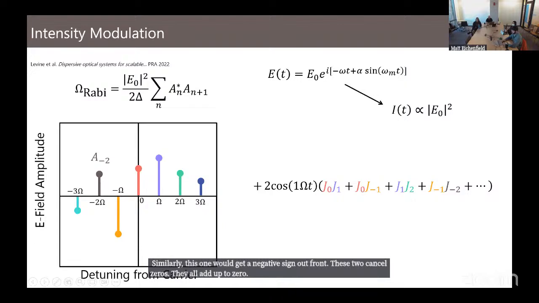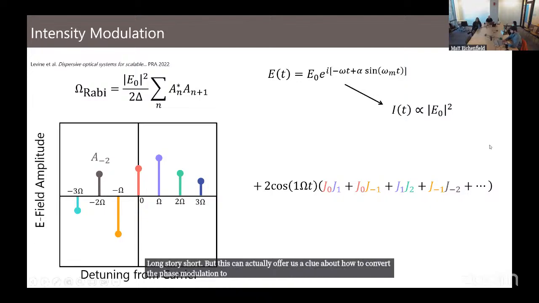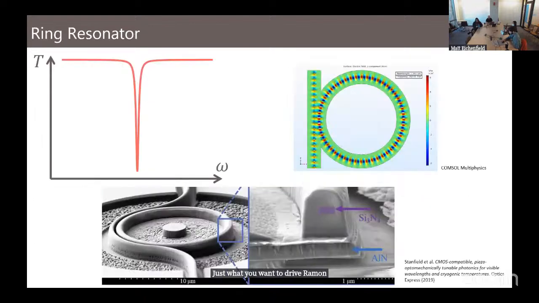Long story short. But this can actually offer us a clue about how to convert the phase modulation to intensity modulation. Because, for example, if this term here just was somehow plucked out and disappeared, then this term here would have nothing with which to cancel, and then there would be non-zero intensity modulation at the qubit transition frequency, which is what you want to drive Raman transitions. So how to pluck out this term without modifying the rest of the field?